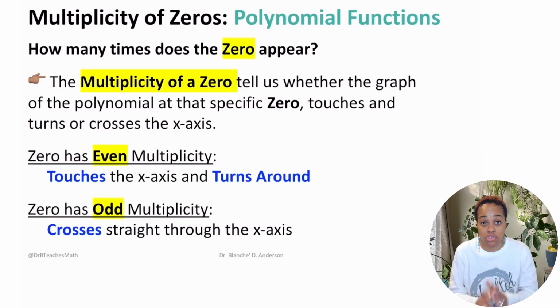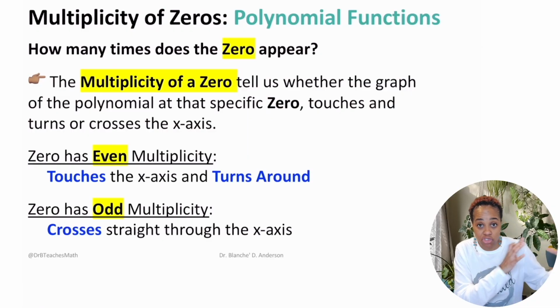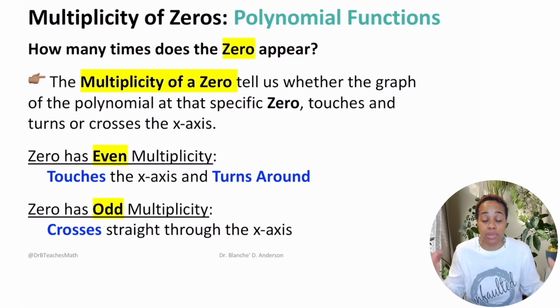Multiplicity of zeros. So these go hand in hand. You get your zeros, but then multiplicity of zeros. And you're like, well, Dr. B, what does multiplicity mean? What I mean by multiplicity is how many times, how often does that zero show up? So if you have a polynomial function and you factor it and you get all the zeros, how many times does each zero show up? Because that's going to tell you some more details about the graph.